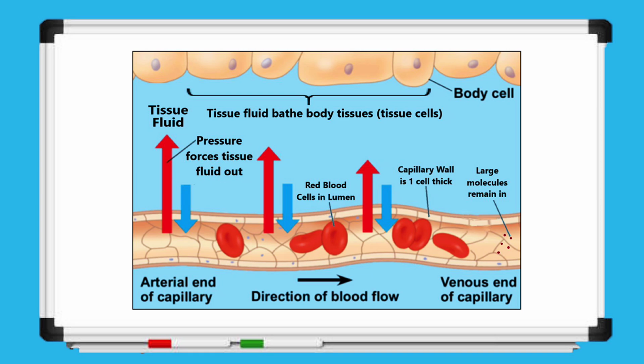Large molecules, such as plasma proteins, stay inside the capillary and create a pull that draws most of the tissue fluid back at the venous end. Red blood cells remain in the capillary lumen, and the blood flows from the arterial end toward the venous end, ensuring a continuous exchange of substances between blood and body cells. So remember that this formation and reabsorption of tissue fluid in capillaries ensure the body cells receive oxygen and nutrients while removing waste efficiently. This continuous exchange between blood, tissue fluid, and cells is essential for maintaining the body's proper function and homeostasis.